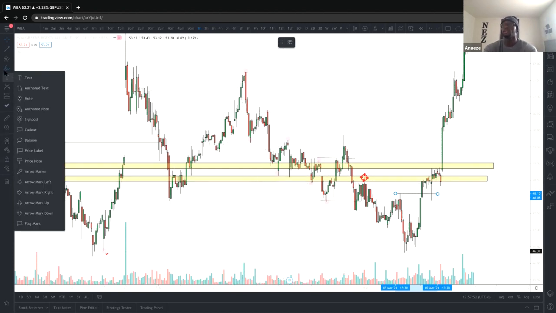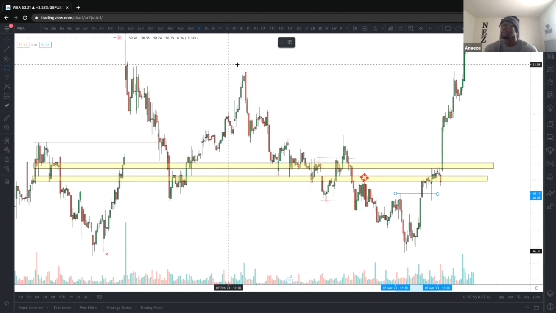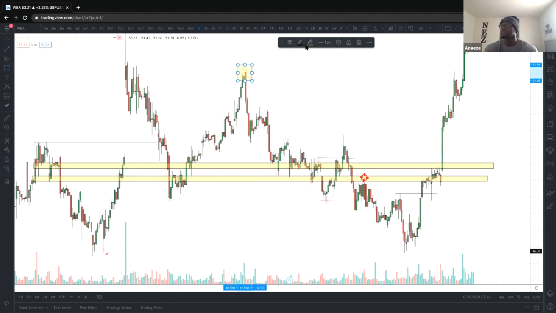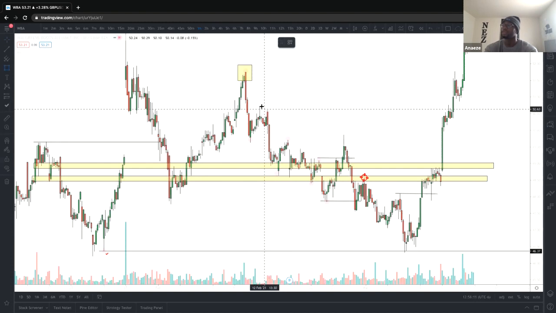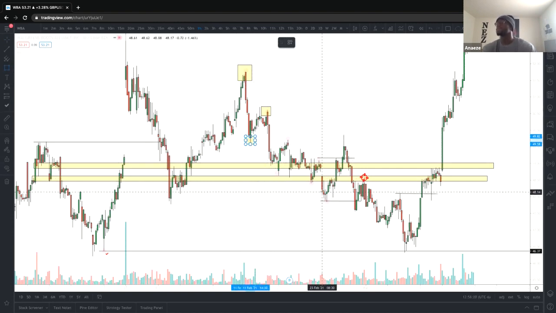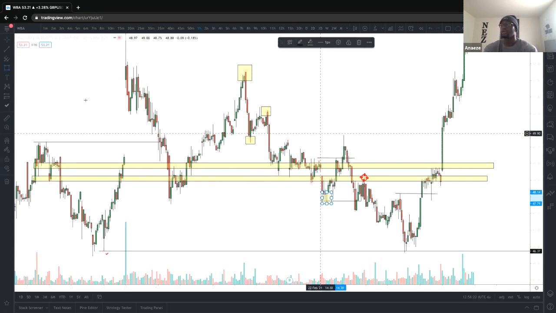Let me actually use a different color rectangle. Swing high, swing low. Swing high, swing low, swing high. Okay, we're going to use a swing high. We're going to use a swing low. All right. We're also going to use this as a swing low, and then this as a swing high.